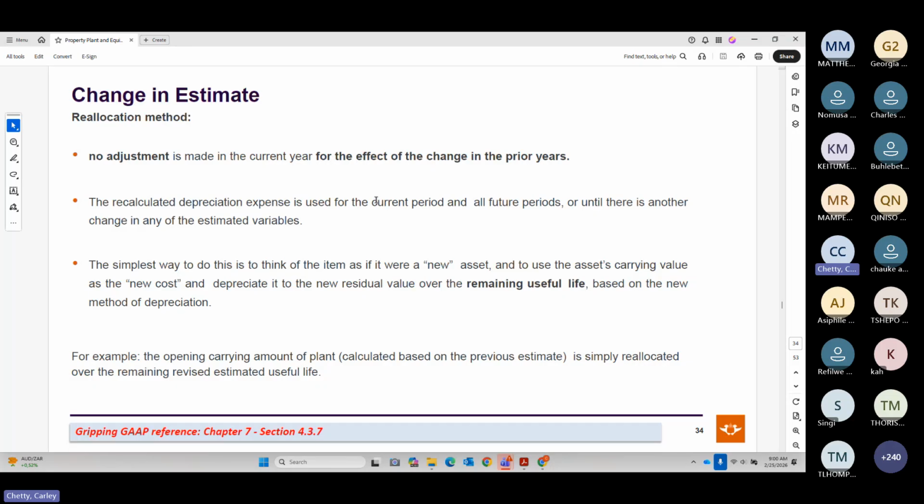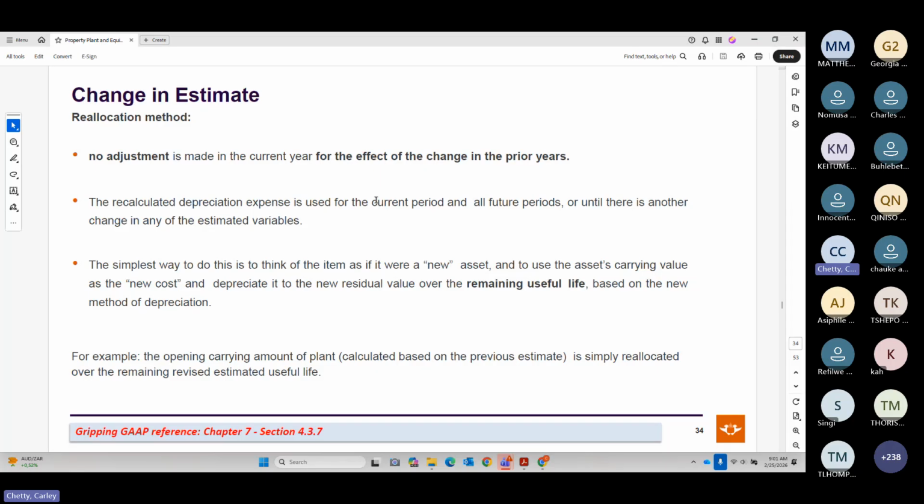Under the reallocation method, no adjustment is made in the current year for the effect of the change in the prior year. The recalculated depreciation expense is used for the current period and all future periods, or until there is another change in any of the estimated variables. The simplest way to think of this is as if it was a new asset: use the asset's carrying value as the new cost and depreciate it using the new residual value over the remaining useful life based on the new method of depreciation.